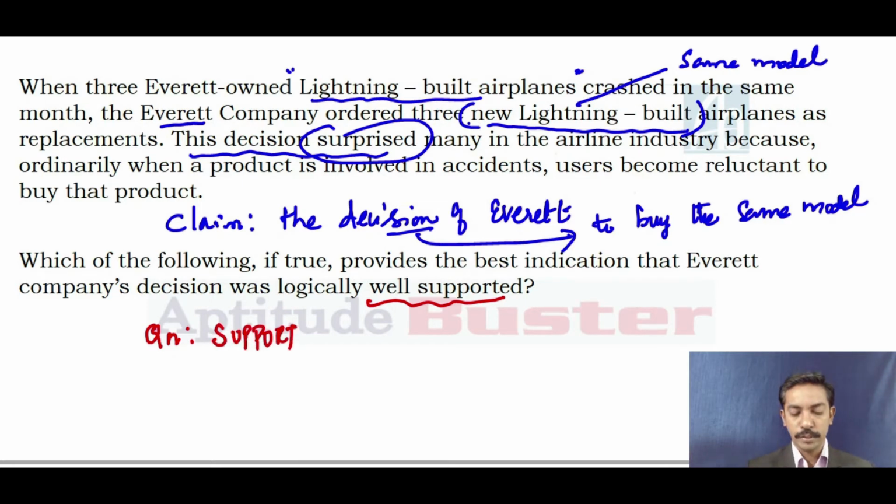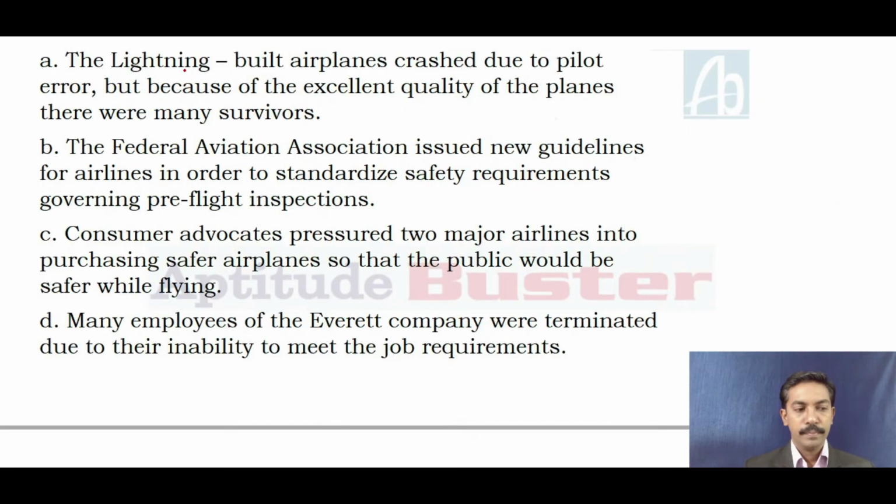Let's go to the choices. Choice A. The Lightning-built airplanes crashed due to pilot error, but because of the excellent quality of the planes, there were many survivors. Now, option A provides a convincing reason to say why did they choose to buy the same model. Because of the excellent quality of the planes, there were many survivors. Option A provides a convincing reason. Let's reserve the choice for a while. Look at option B. The Federal Aviation Association issued new guidelines for airlines.